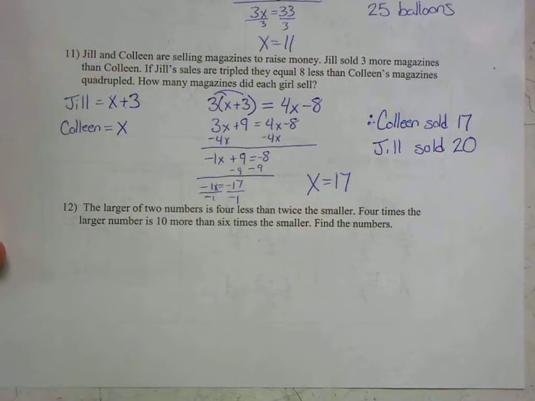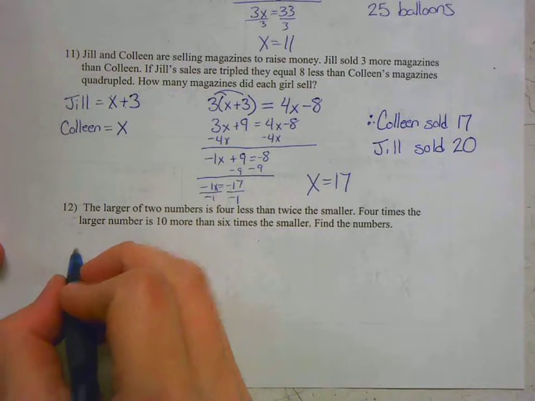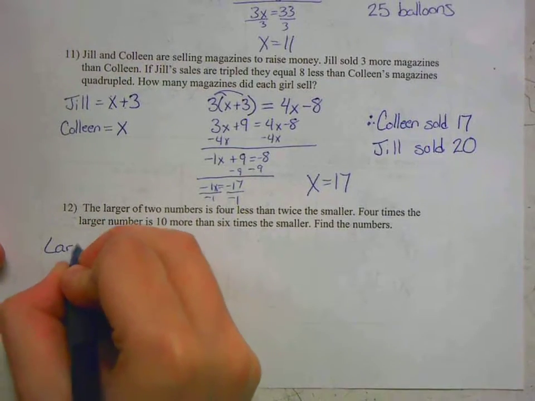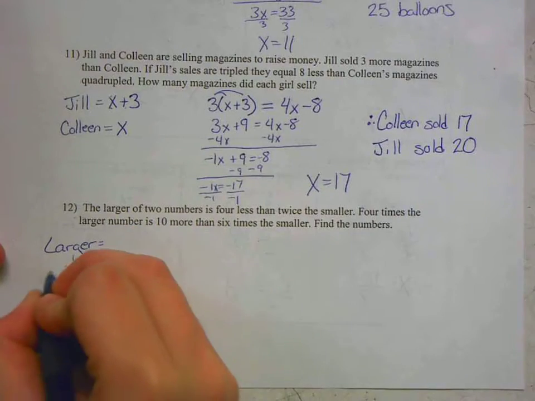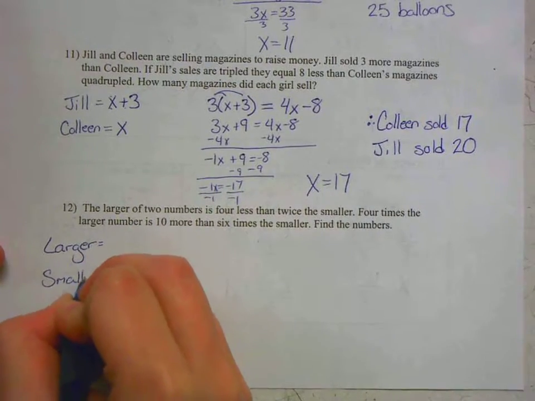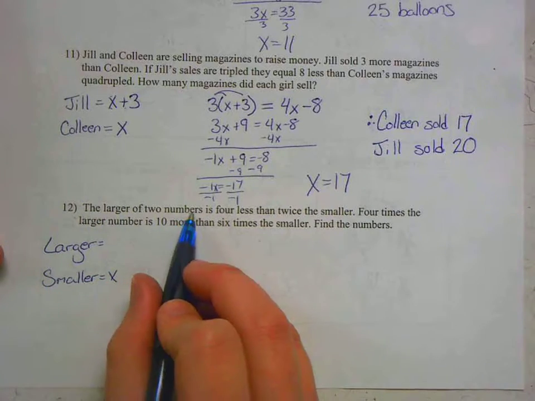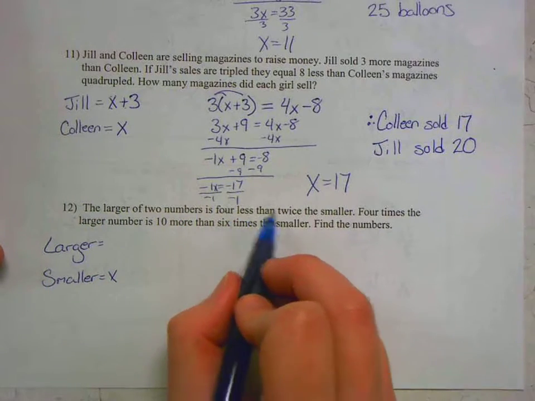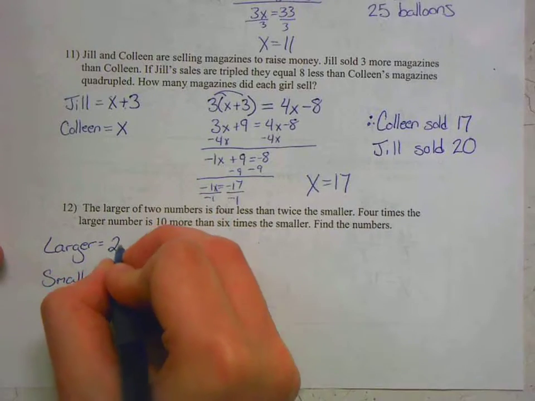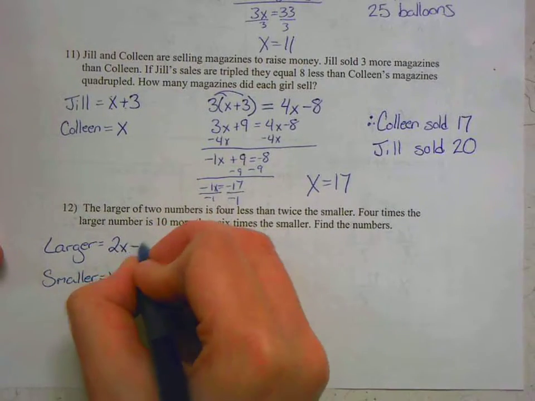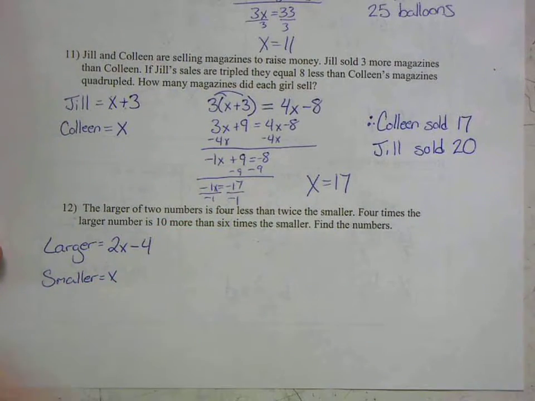Number 12, the larger of 2 numbers is 4 less than twice the smaller. So I've got a larger number and a smaller. Now smaller is going to be the x, because this first sentence is talking about the larger of the 2 numbers is 4 less than twice the smaller. So twice the smaller and then 4 less would be 2x minus 4.